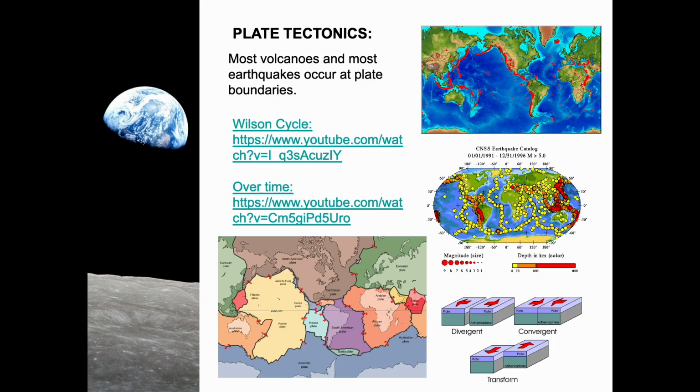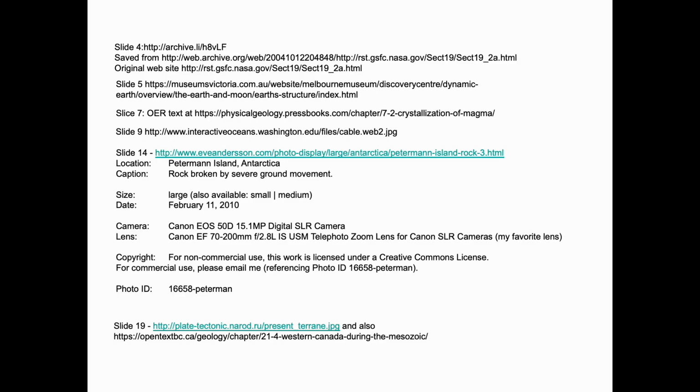These 2 videos that are linked show you something called a Wilson cycle, which shows how oceans open up and then close up over geologic time. This is also how continents occasionally bunch up together into supercontinents like Pangaea. And then over time, you can see what the Earth's continents have done over the last roughly 500 million years in this second video that's been linked. And then these are some image sources for some of the images used in this slideshow presentation.